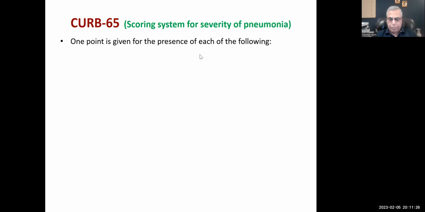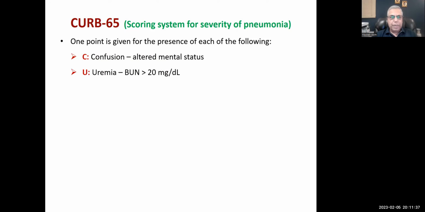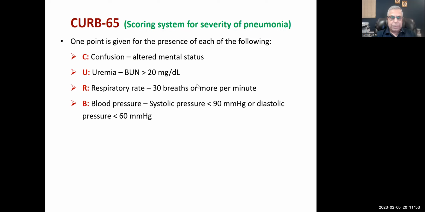1 point is given for the presence of each of the following. C stands for confusion or altered mental status, or a disoriented patient, so we give him 1 point. Uremia: if the BUN is more than 20 milligrams, since below 20, BUN is normal. So above 20, we give 1 point. Respiratory rate is greater than 30 breaths, so that is easy to measure. Blood pressure, systolic less than 90 or diastolic less than 60, right? And then 65 is the age of the patient. If he's older than 65, we give him 1 point.